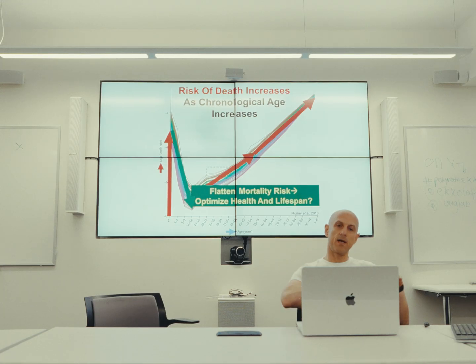Instead of seeing that linear increase over time, what if we could flatten it and keep it relatively low for as long as we physically can? Could we optimize health and potentially lifespan in doing so? So then the big question is how?